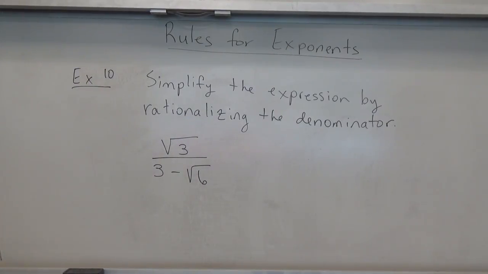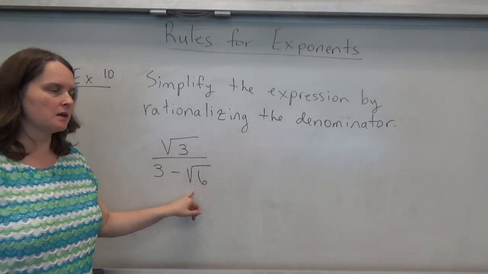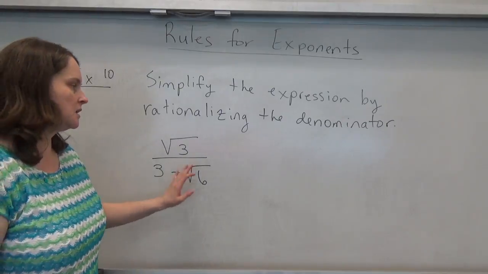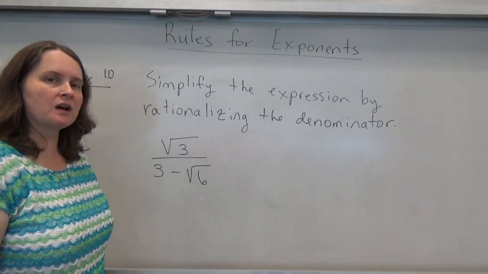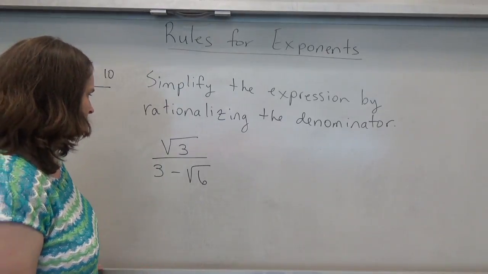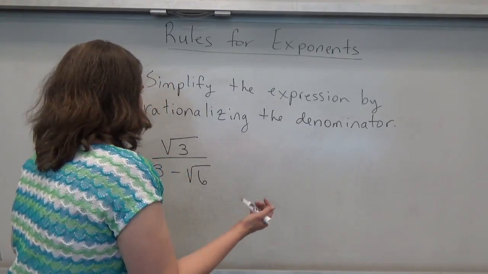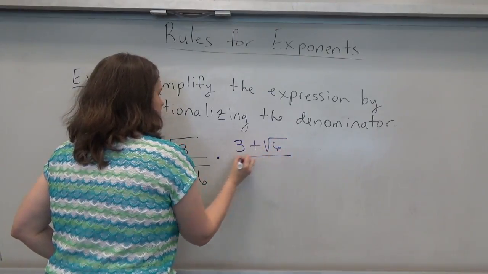So for example 10, we're asked to simplify the expression by rationalizing the denominator. So again, that means that we need to find an equivalent fraction for this that no longer has a square root included in its denominator. We saw from the previous example that conjugates can help us eliminate radicals. So let's multiply the numerator and the denominator of this fraction by the conjugate of its denominator. So what is the conjugate of its denominator? That would be 3 plus square root 6.